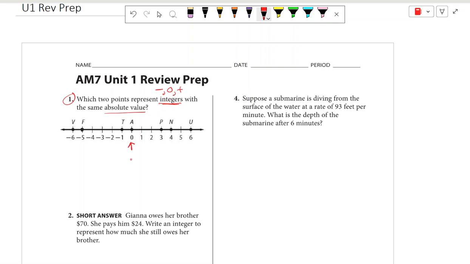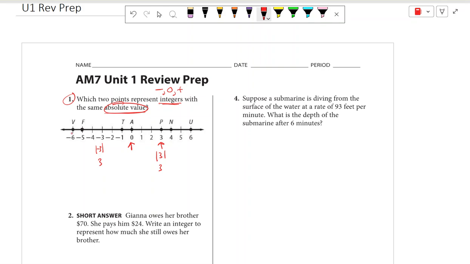We have 0 at a point A. We have a 3 right here, but we're looking for the same absolute value. The absolute value of 3 is 3. Well, if you look down here, the absolute value of negative 3 is also 3. That would be an answer, but it's not a point listed. So we have to find 2 points that are alike as far as the absolute value.